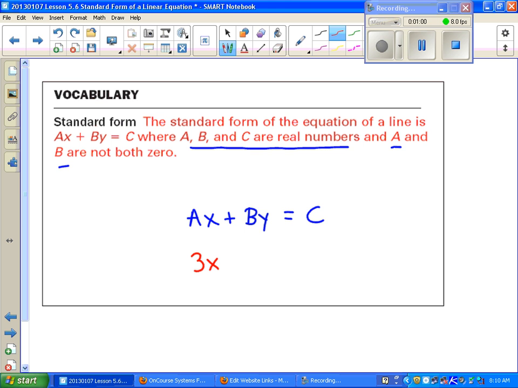3x plus y equals -2. Again, I'm just making something up real quick. Notice there's nothing that shows in front of that y right there, but your b value is what's not shown. It's that invisible coefficient, which would be 1 if you were looking for a b value right there.